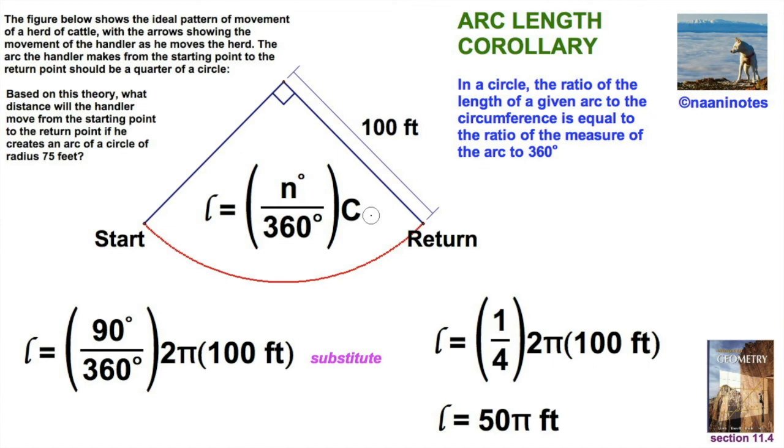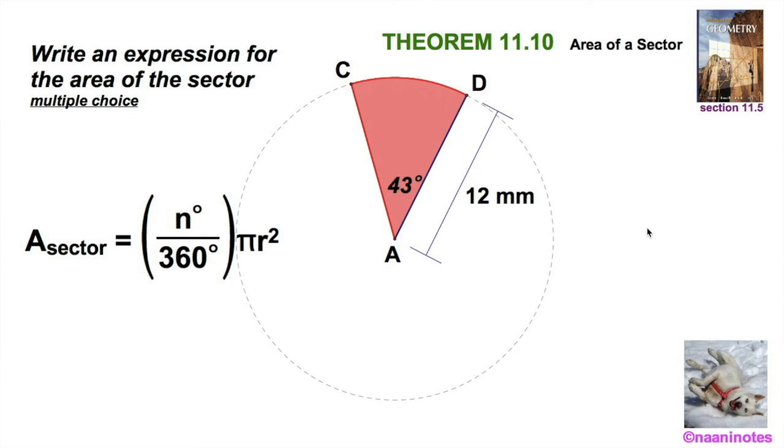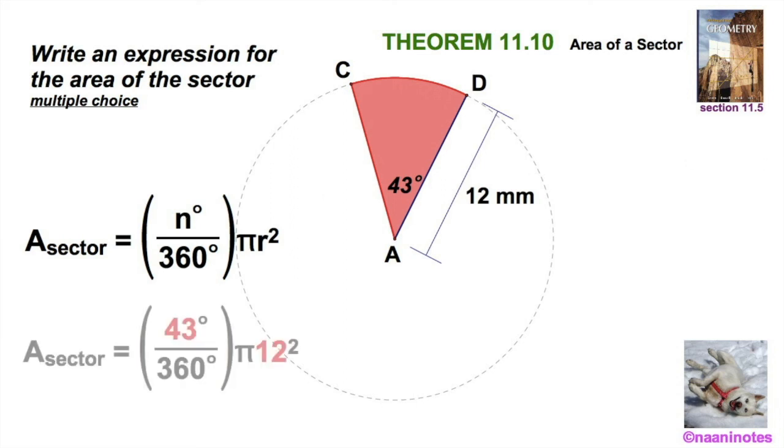And from arc length, we'll move on to our last topic, which is the area of the sector. And this one said write an expression. So this one will definitely be a multiple choice. And what's the difference? Well, area is this. When I sweep through that region, it's the area of this shaded region. Now, just like before, it is a fractional part of a circle. The area of a circle is pi r squared, and in this case, n is the number of degrees, and then you would make a substitution and it might be something like that.